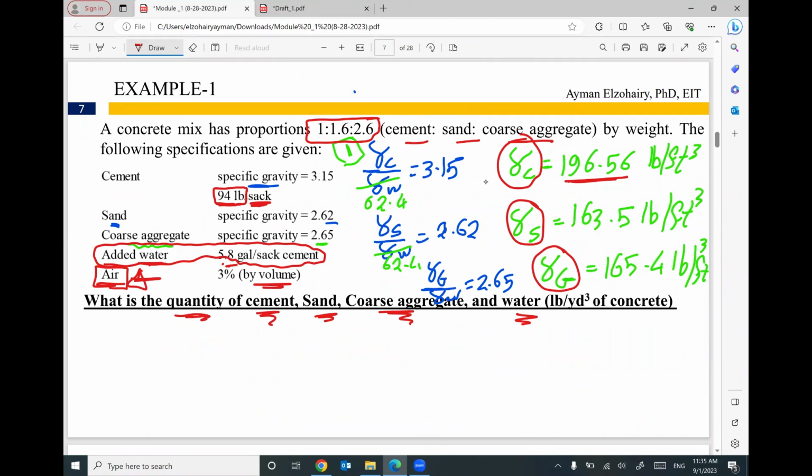Any question? Guys, do you have any question regarding this example? This example, I'm not sure.